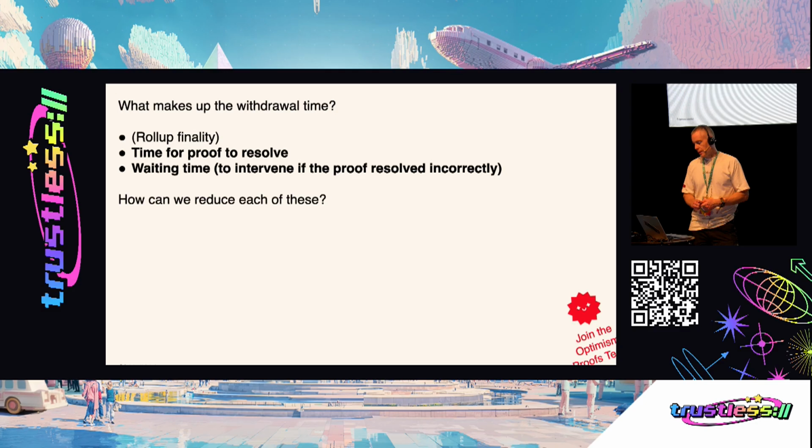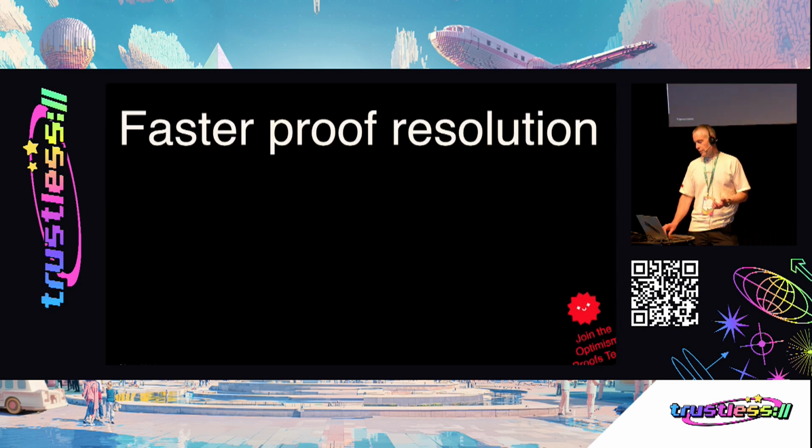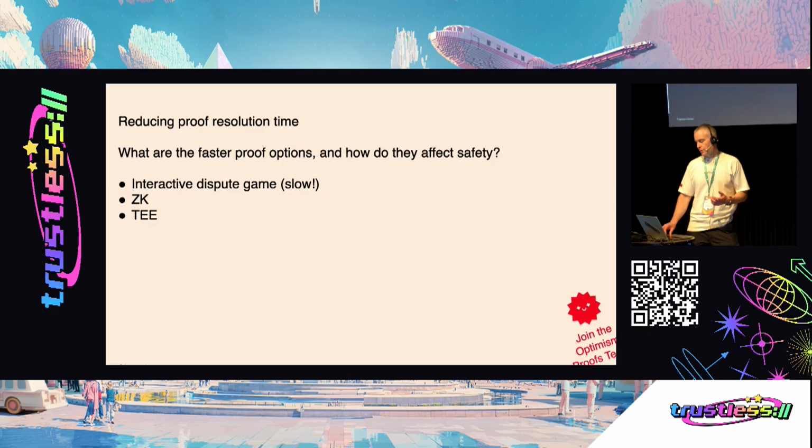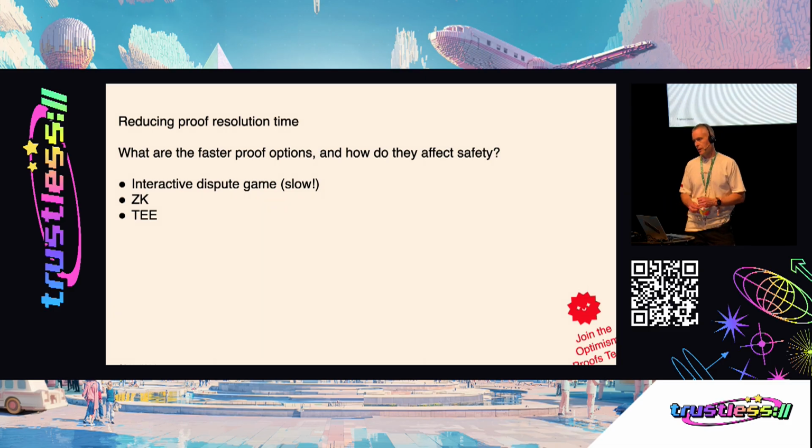So let's dig into what actually makes the withdrawal time. There's the time for the rollup to finalize, but we'll kind of ignore that because that's not very long. There's the time for the proof to resolve, and there's waiting time to make sure it resolved correctly, and we're going to dig into what those mean. So proof resolution is the time until the bridge sees the outcome of the proof that it trusts. So that means different things for different proof types.